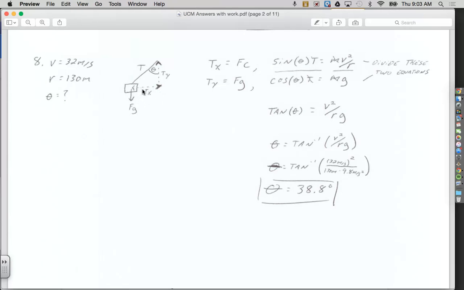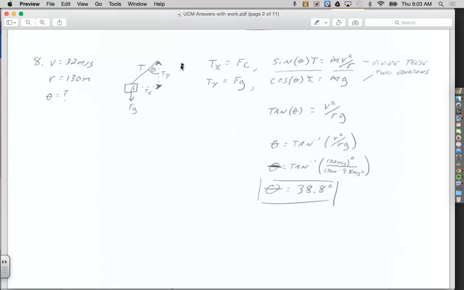This would be like if we were behind the van and it's making a right turn, you'd see the block swing toward the outside of the turn. So this tension in the x is pointing towards the inside of the turn, and tension in the y direction is pulling up. Well, we know that the upward part of tension is going to equal the downward part of gravity, or force of gravity, because it's not accelerating up and down.